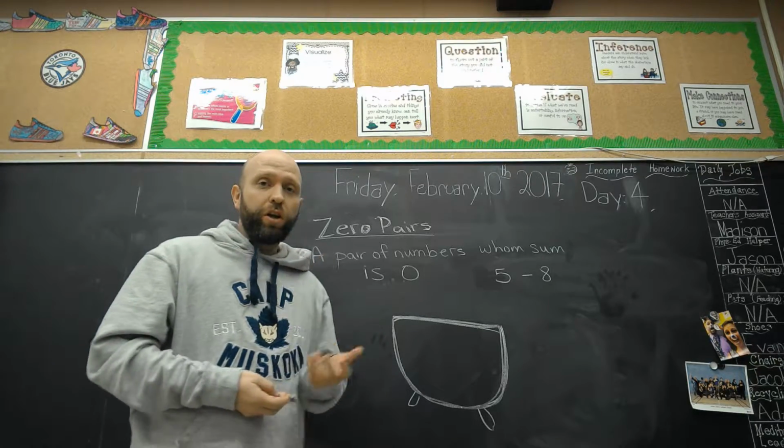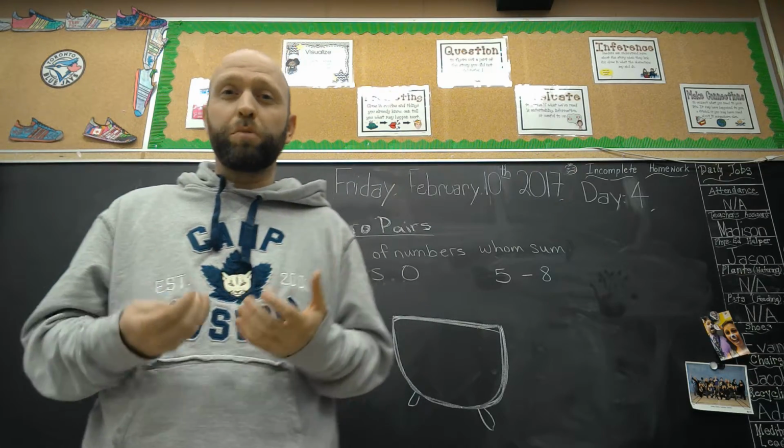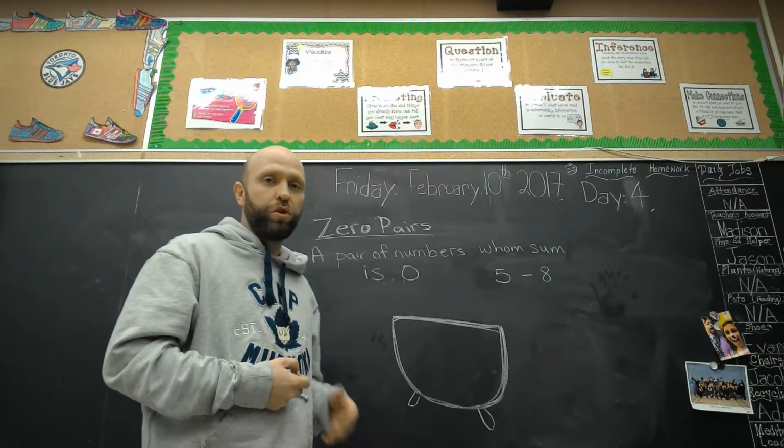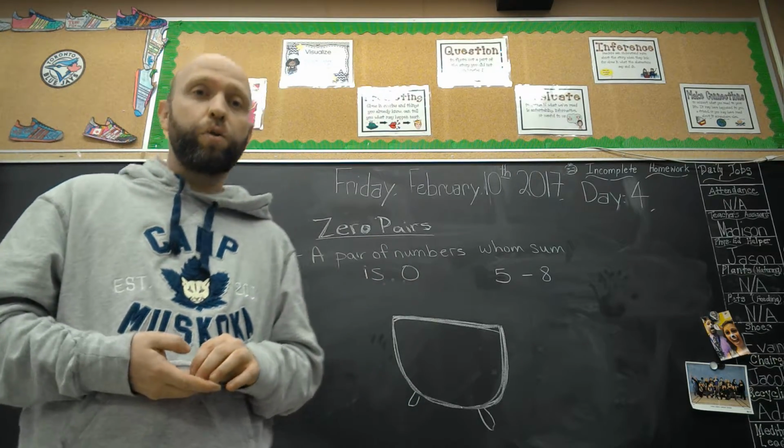What I want you guys to start thinking about is basically making a recipe, making a soup or a witch's brew, anything like that. You're putting your integer tiles into a soup, and then you're going to be adding zero pairs or subtracting zero pairs to help you out with that equation.